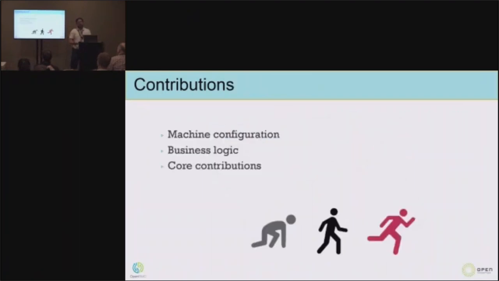So what do people do? If you're looking at the contributions, I think this is kind of where it starts, right? The machine configurations, then business, and then core. So from a machine contribution, it's just basically somebody trying to get involved in the project and where to start. Well, why do you start? Well, because my company says I need to do this. My boss says I need to do this. Why? Because you're enabling hardware, right?